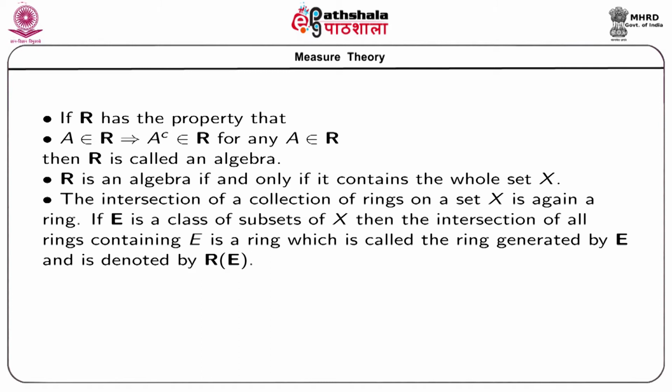Also, it is quite easy to prove that the intersection of a collection of rings on a set X is again a ring, and if E is a class of subsets of X, then the intersection of all rings containing E is again a ring, which is called the ring generated by E and is denoted by R E. Next, we are going to see some properties of this particular class R E.